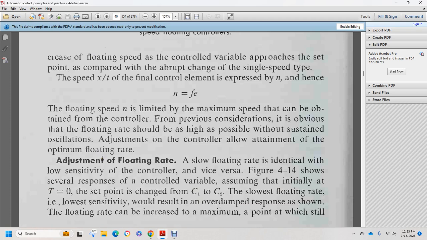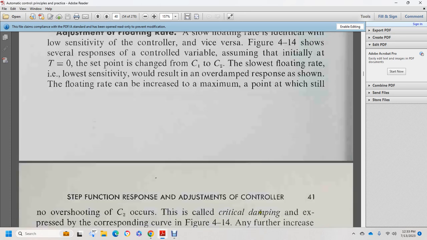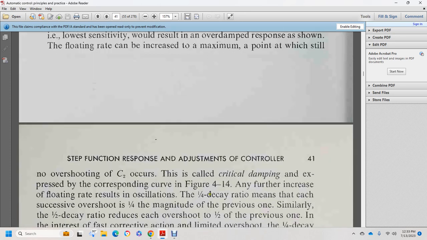Adjustment of the floating rate: a slow floating rate is identical with low sensitivity of the controller, and vice versa. Figure 414 shows the servo response of the control variable, assuming the initial rate at t equal to 0, with the set point changing from change 1 to change 2 at a slow floating rate. Low sensitivity will result in an overdamped response, with the flow rate increasing to the maximum point with no overshoot at change 2. This is called critical damping, expressed by the corresponding curve of figure 414.